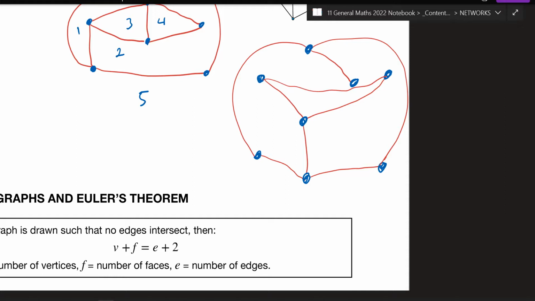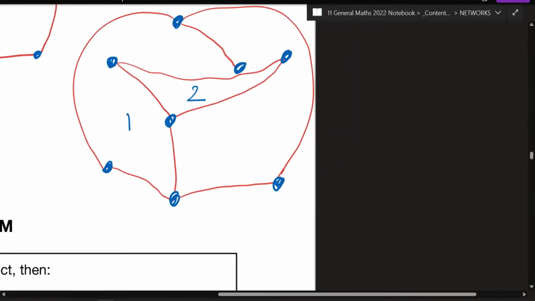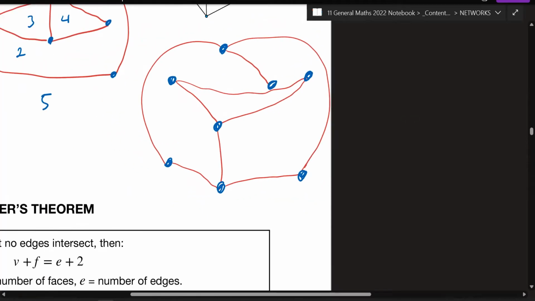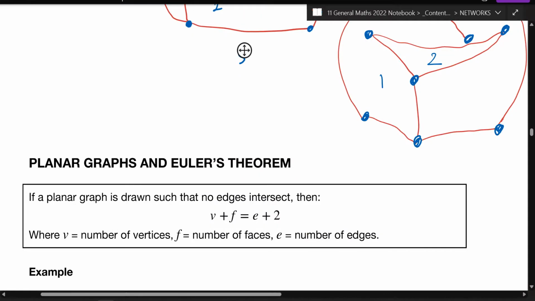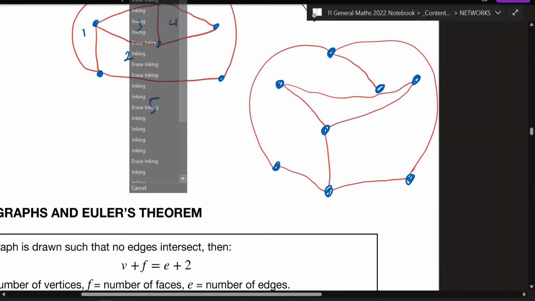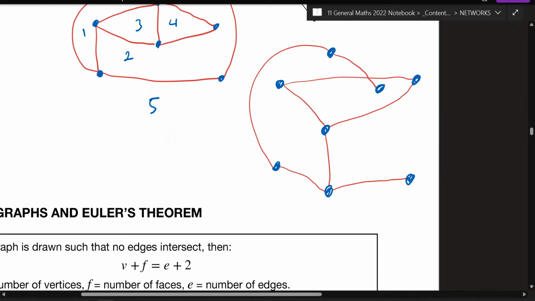Another way I was looking at, but let me see if this works. So how many faces do we have? We've got 1, 2. Technically, that now is not enclosed, so there's only 3 faces if you include the outside. Let me test it the other way though. The way that I was thinking of it, I'm not saying you're wrong, but let me see if this other way was working as well.